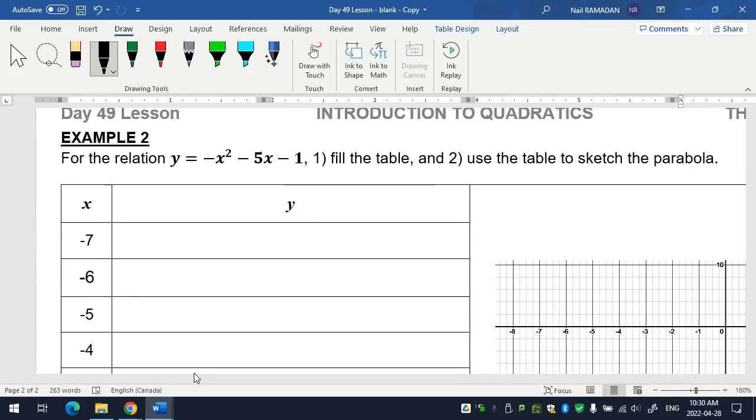The first thing is we have to plug in the value of what? Where? Here and here, wherever there's an x. Okay, let's start. So just follow me for the first one.